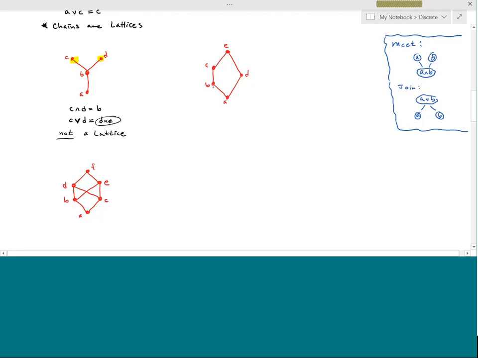We could also do B to C or B to E, which are little baby chains. C to E is a little baby chain, and D to E is a little baby chain. So the only way to start finding places where maybe you don't have a meet or a join is if you look at your not comparable vertices, or not comparable elements.